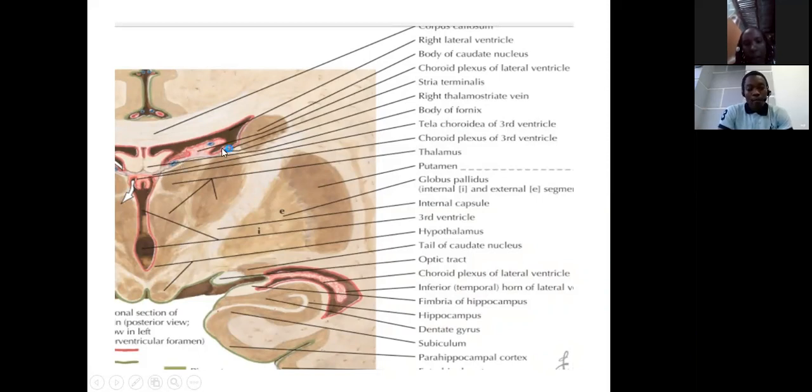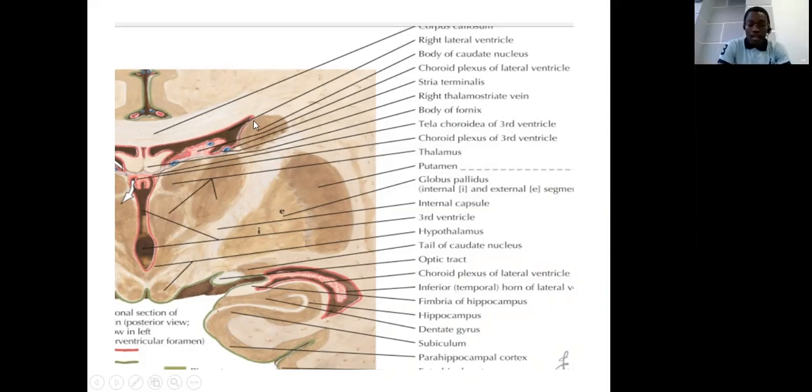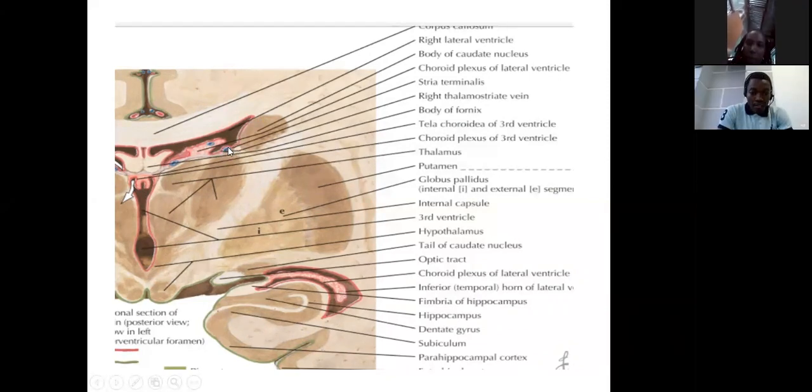We have to master the structures of the floor of the lateral ventricles because some vital structures have to be avoided, and a particular route that has to be taken necessitates the mastery of the anatomy of the floor. So as we saw earlier, for the floor we have the caudate nucleus, the stria terminalis, the thalamostriate vein, and the choroid plexus.